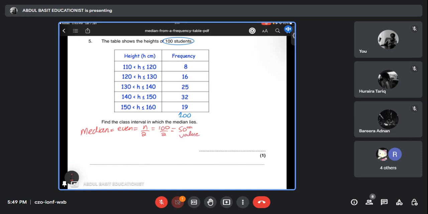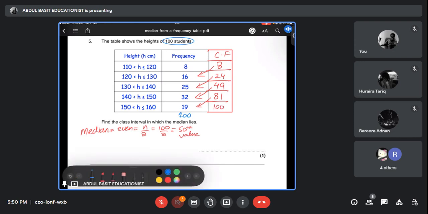Okay, Barira, beta 50th value देखने के लिए we have to find out cumulative frequency. Agree? Yes or no? So write first one as it is. 8 plus 16 is 24. 24 plus 25 is 49. 49 plus 32 is what? 81. And 81 plus 19 is 100.